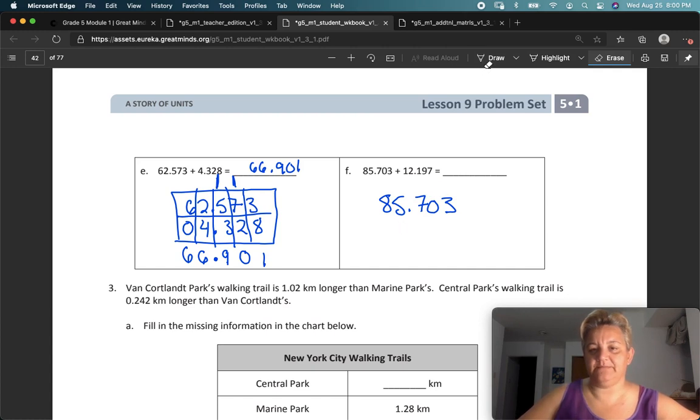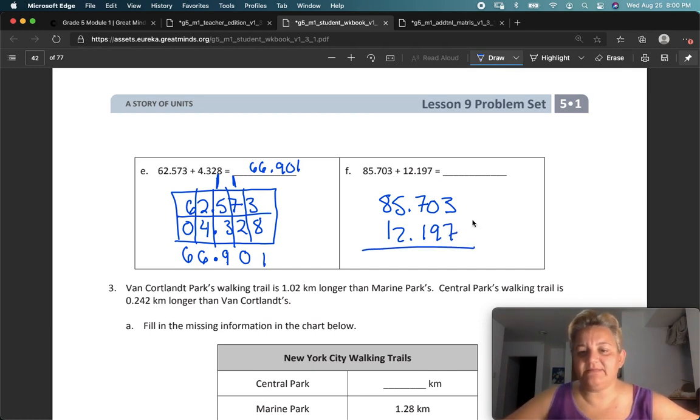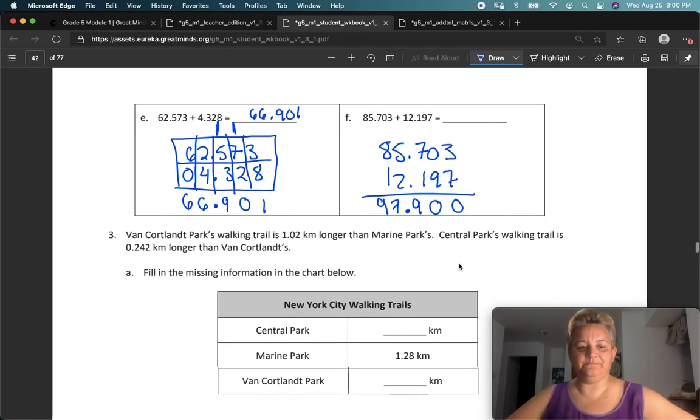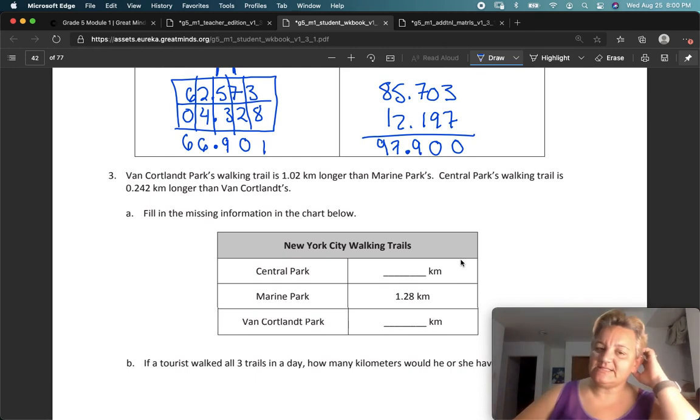Because that gets confusing. I want nice straight up and down lines. So let's see. I've got 12 and 197 thousandths. And I've got 7, 8, 9, 10 here. I'm going to carry over the 1, 10, 8, 9. Then I've got my decimal point, 7, and 9. Wonderful.